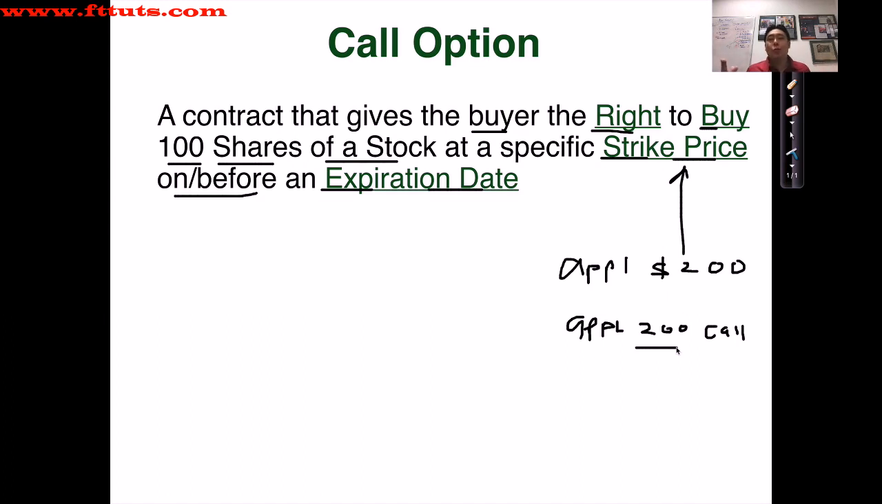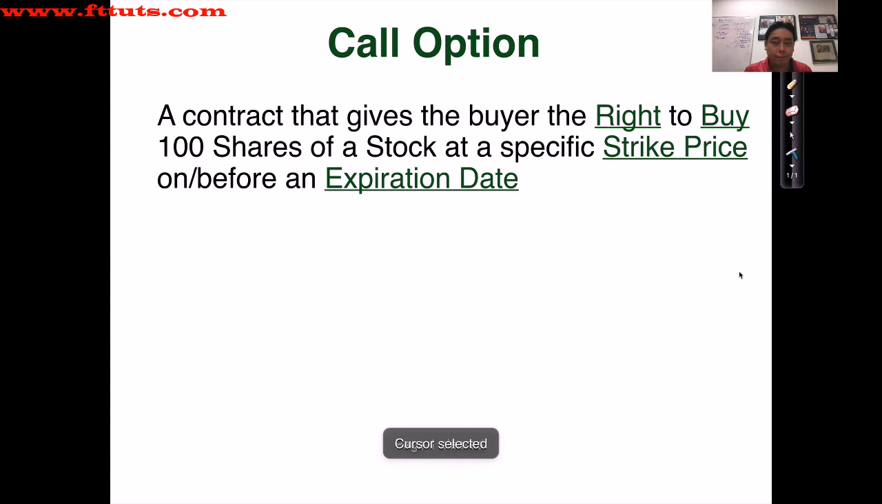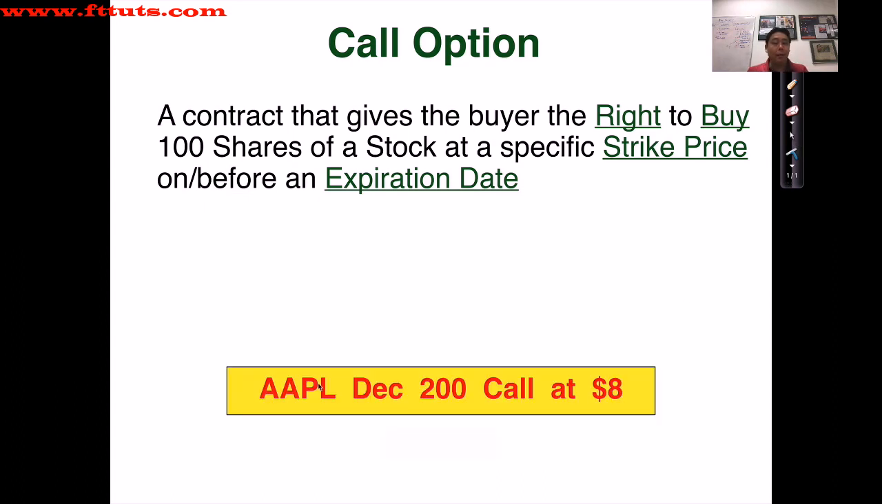Now, of course, to get this right, you have to pay a price. We call that the premium. Okay? So how do you read an option? This is how you read it over here. So this is the Apple December 200 call, and it's selling at $8.